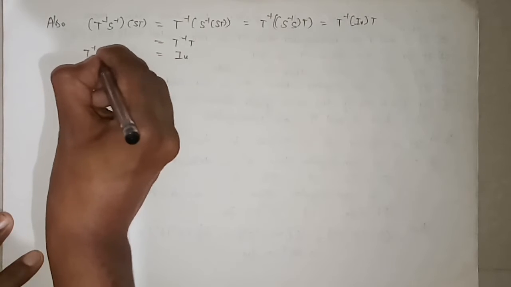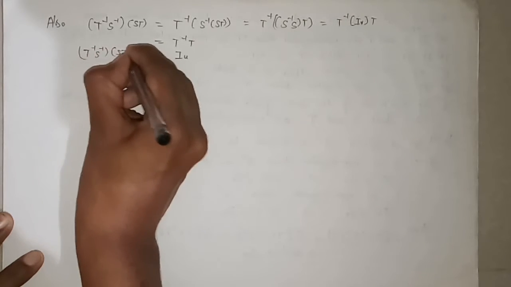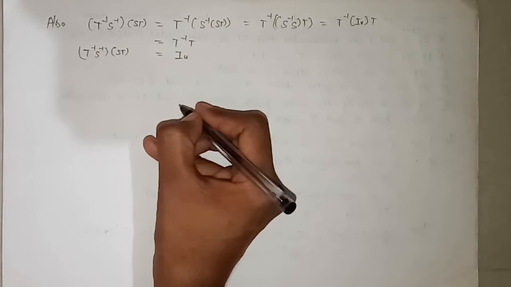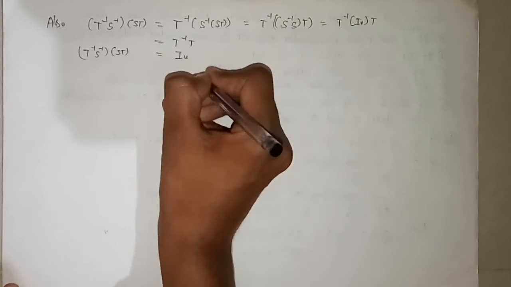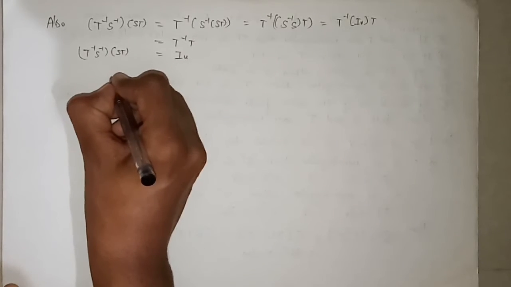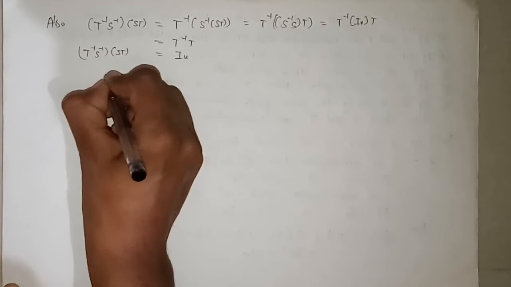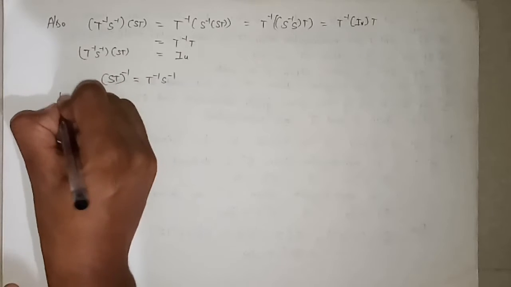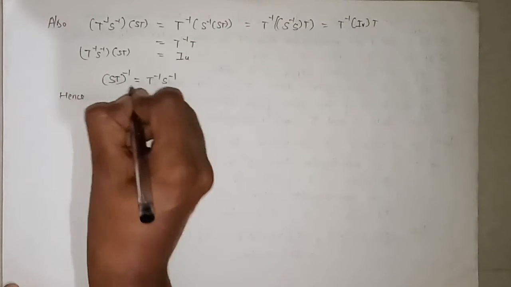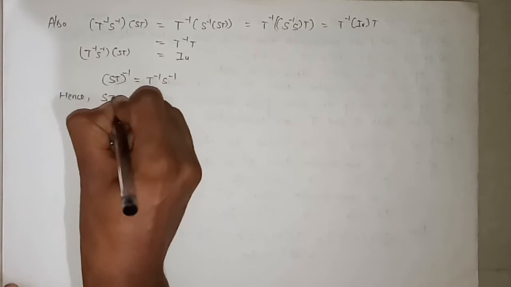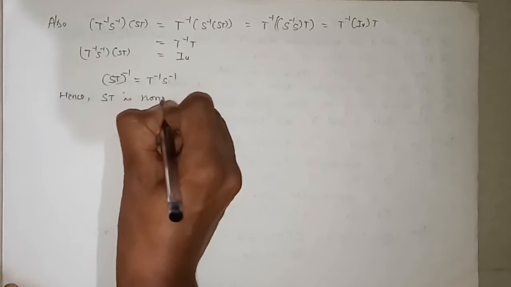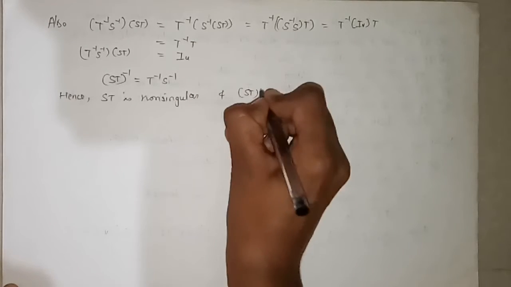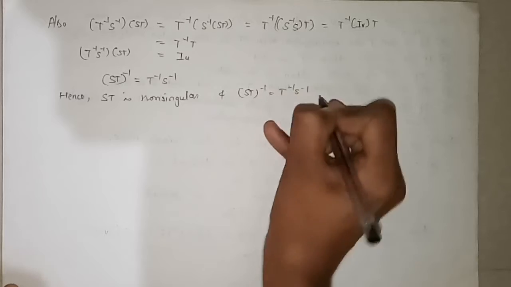So we have T inverse S inverse times ST is equal to IU, and ST times T inverse S inverse is equal to IW. So from here we can conclude that (ST) inverse is equal to T inverse S inverse. Hence, ST is non-singular and (ST) inverse is nothing but T inverse S inverse.